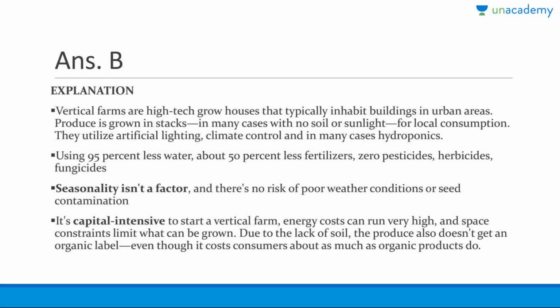So vertical farms are high-tech grow houses that typically inhabit buildings in urban areas, and produce is grown in stacks and in many cases with no soil or sunlight and for local consumption. And they utilize artificial lighting, climate control, and in many cases hydroponics. So using 95% less water, about 50% less fertilizer, zero pesticides, herbicides, fungicides. So answer here is B. Seasonality is not a factor and there is no risk of poor weather conditions or seed contamination. Okay, but it is capital intensive to start a vertical farm.